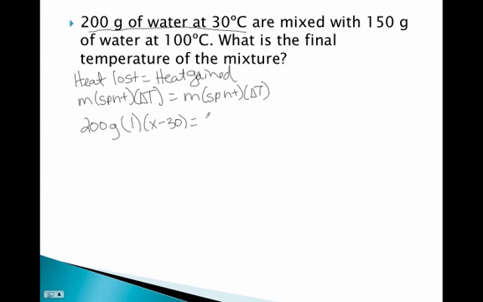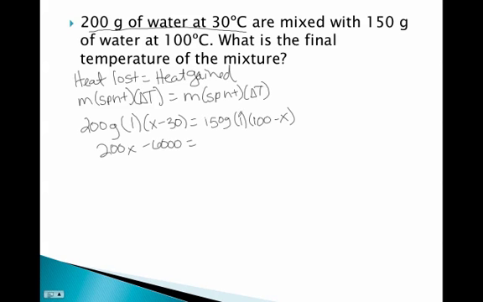So my mass here for the second one is 150 grams. Again, I'm dealing with water, so the specific heat is 1, and the change in temperature is what we don't know, but we're starting at 100, and we know it's going to end up less than that, so 100 minus x. I'm going to distribute the 200, so it's going to be 200x minus 200 times 30, which is 6,000. For here, I'm going to distribute the 150.